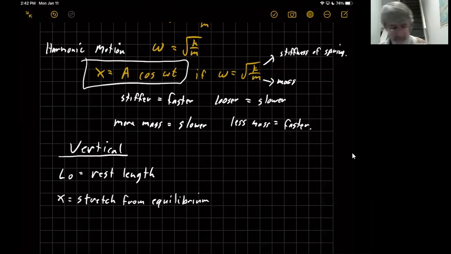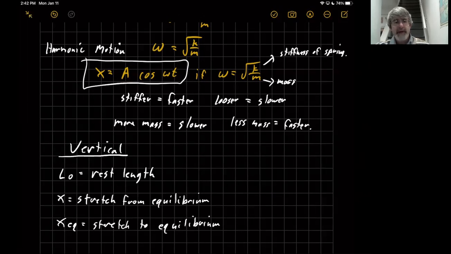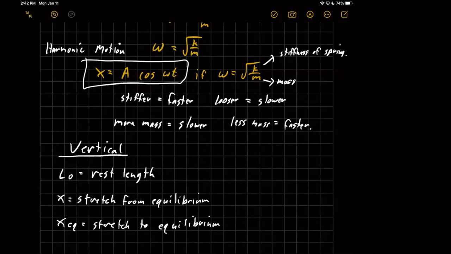Okay, so we're going to have to consider that. We're going to have to consider where equilibrium is going to be, and then we'll look at oscillations around that. And actually, we're going to introduce one other variable, xeq, which will be the stretch to equilibrium. We'll see why we need that in just a moment. So we have the rest length of the spring itself, that's how long it is when there's nothing pulling on it. Probably I should have put the stretch to equilibrium first, and then there's the stretch from equilibrium that could also occur. So let me draw a little series of pictures here.